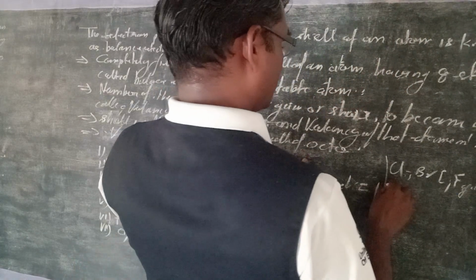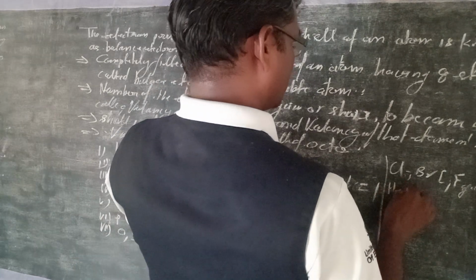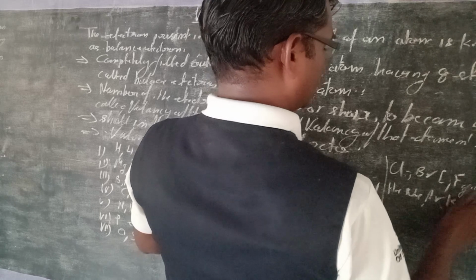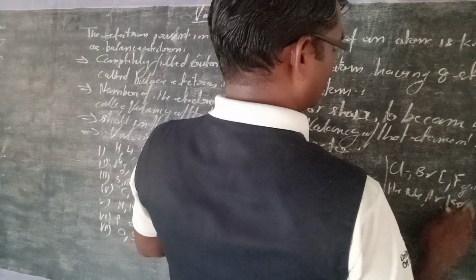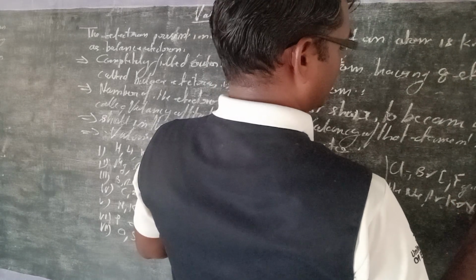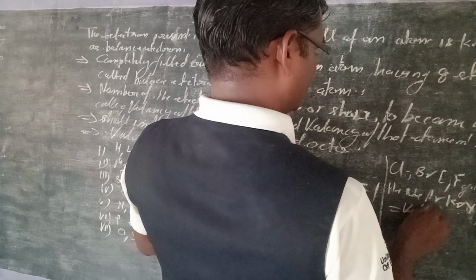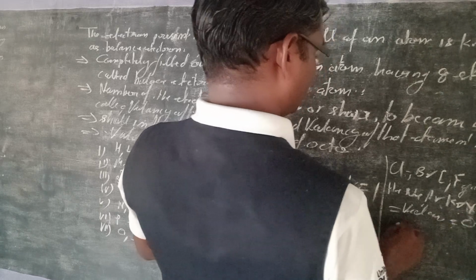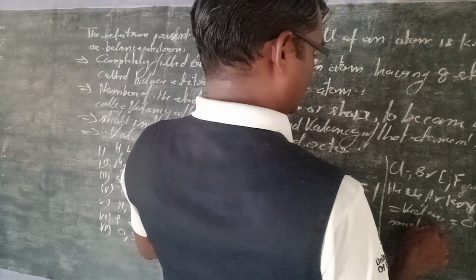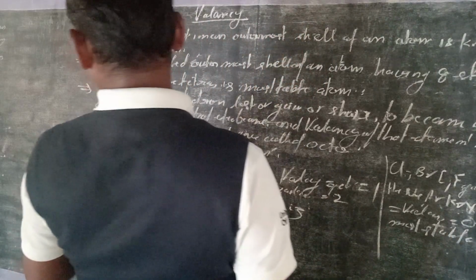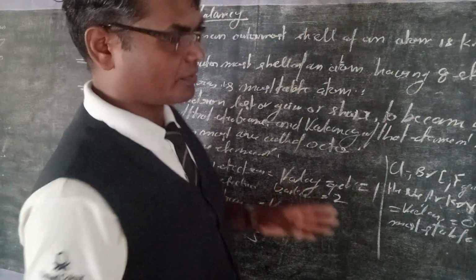And helium, neon, argon, krypton, xenon and radon have valency equal to 0, because they are the most stable elements.